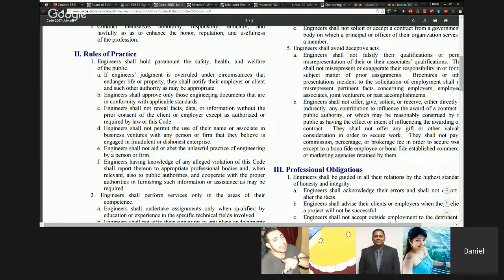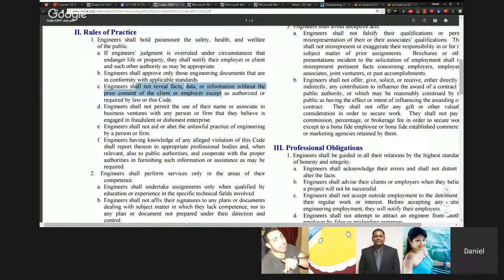Engineers should only approve those engineering documents that are in conformity with the applicable standards. So this also puts an obligation on the engineers to know the applicable standards. Right? You have to know what the legal and regulatory standards are, and that everything that you're doing is meeting those standards.